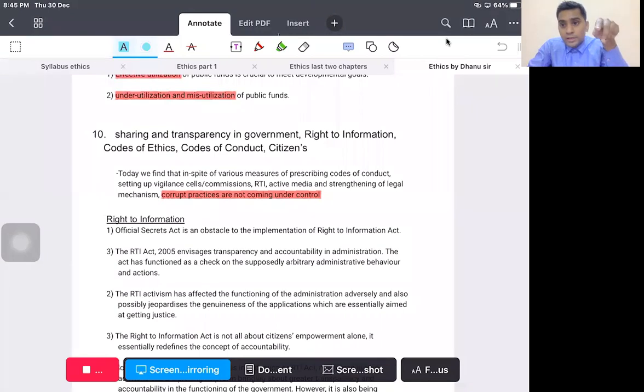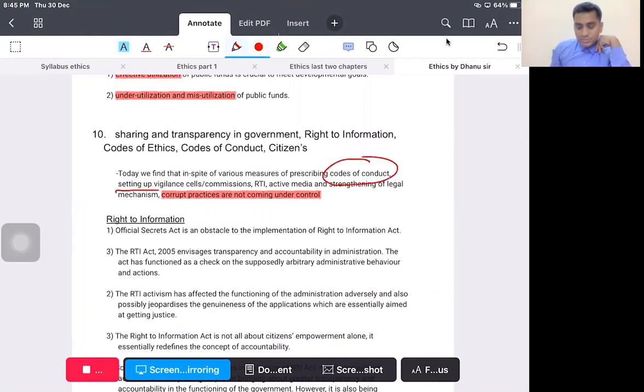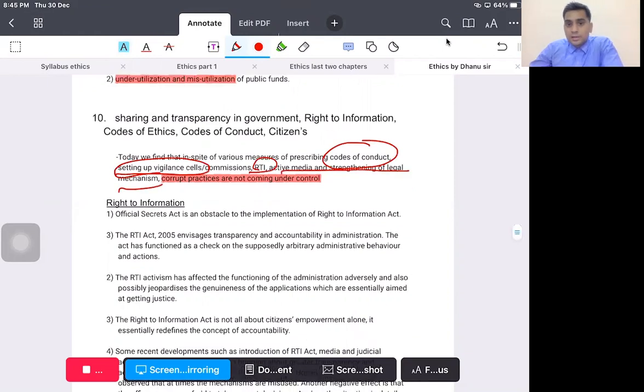Now, when you are writing about corruption, what are the techniques to control corruption, right? These are the techniques such as ensuring code of conduct, setting up CVC cells, right? Setting up RTI, active media, strengthening of legal mechanisms, right? You can write on these lines. And you can also say that these are the tools that are available to increase transparency or to increase the accountability. So you can link the syllabus again here.